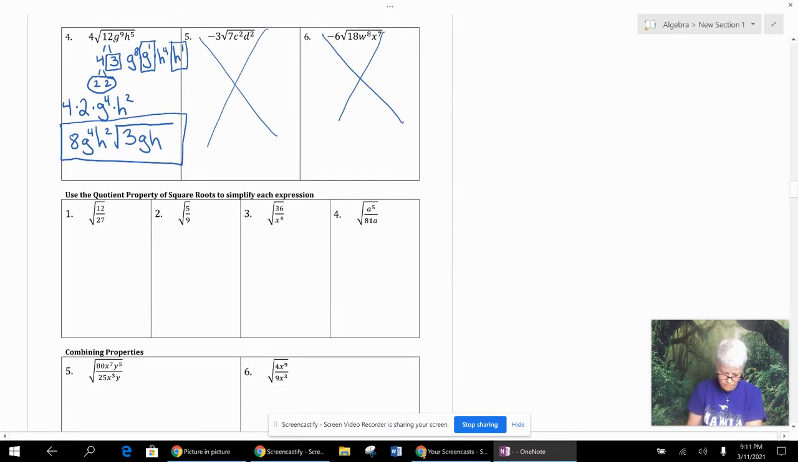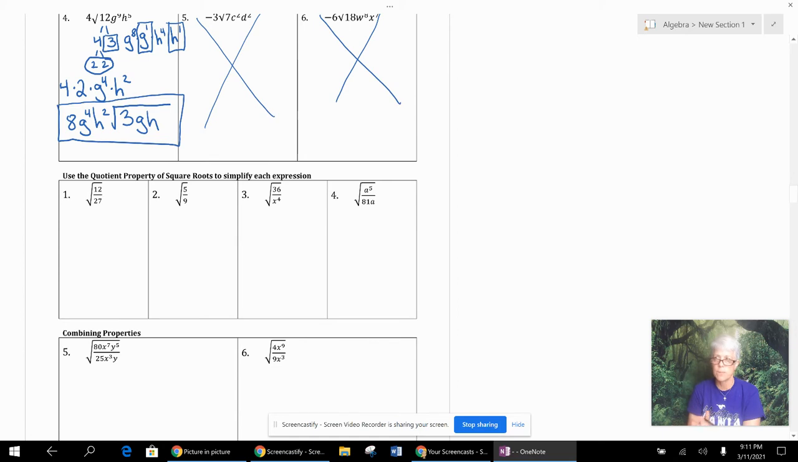Let's keep going. All right, now we have fractions. Something to remember with fractions: you never, ever want to leave a radical on the denominator. All these are going to work out really pretty. We'll learn more about what to do when you do have a radical on the denominator, but you want to keep that off. So look, I have 12 over 27.